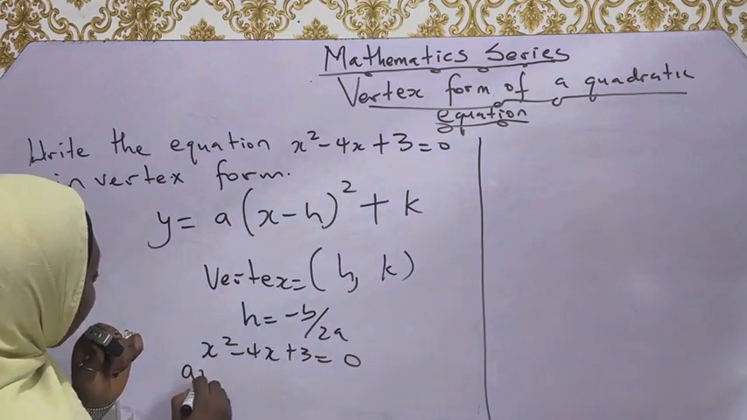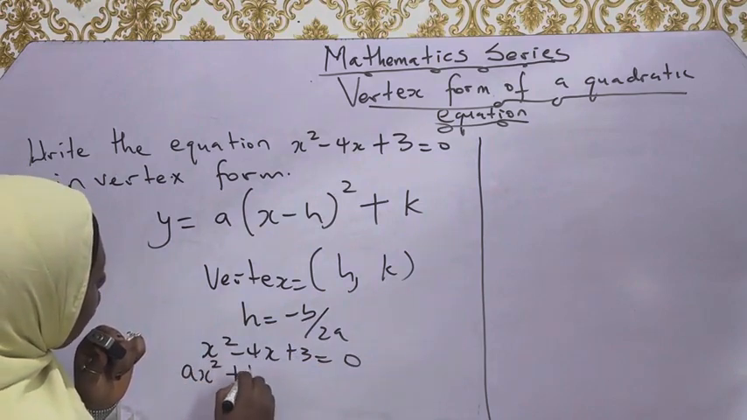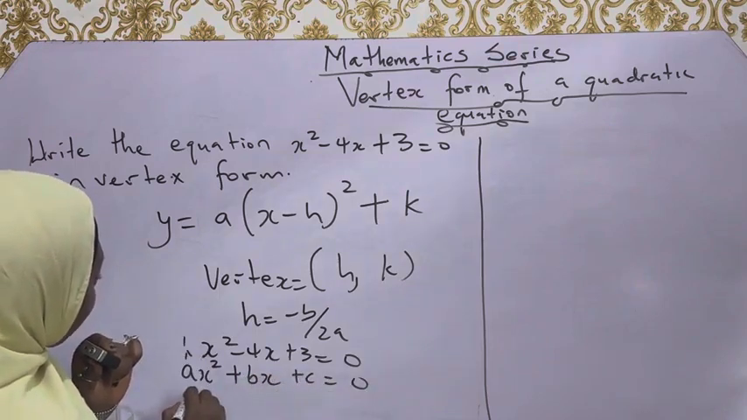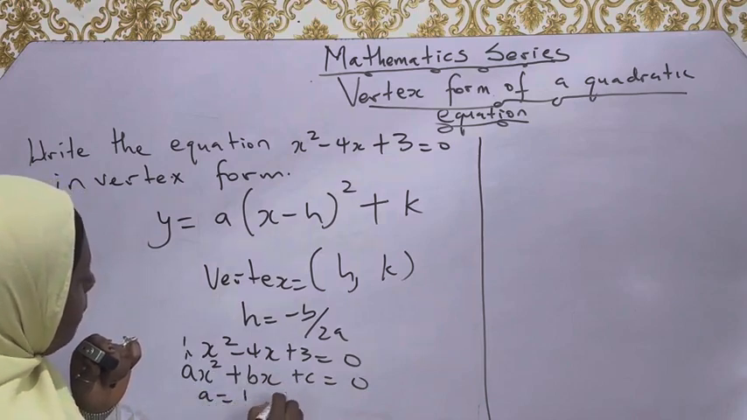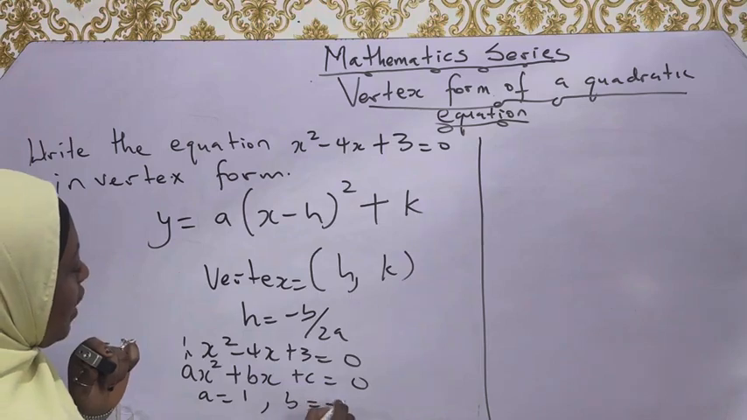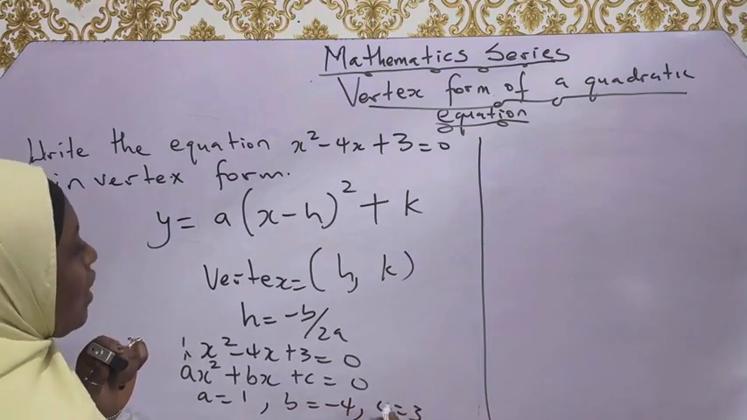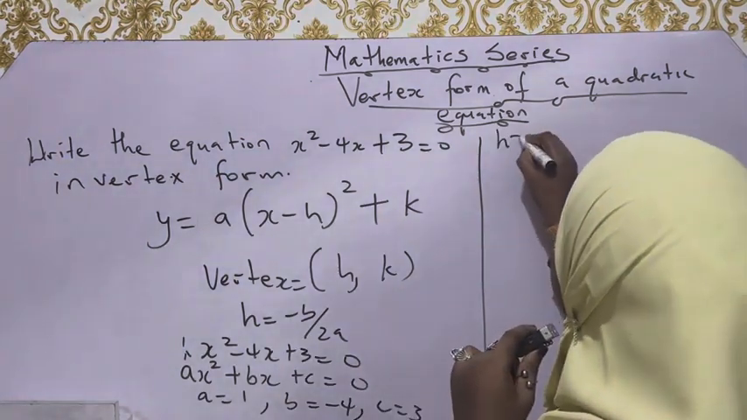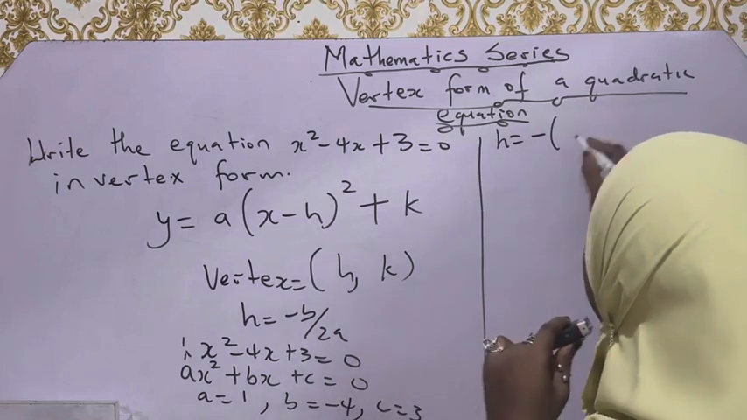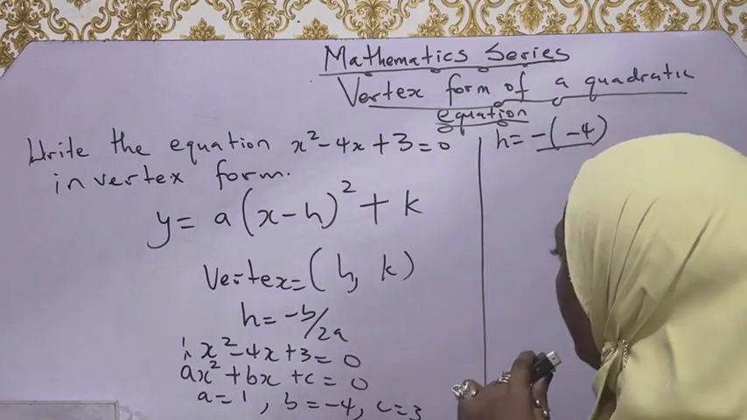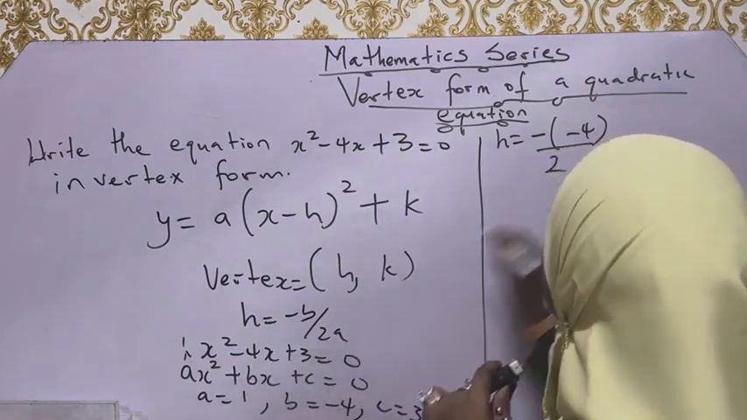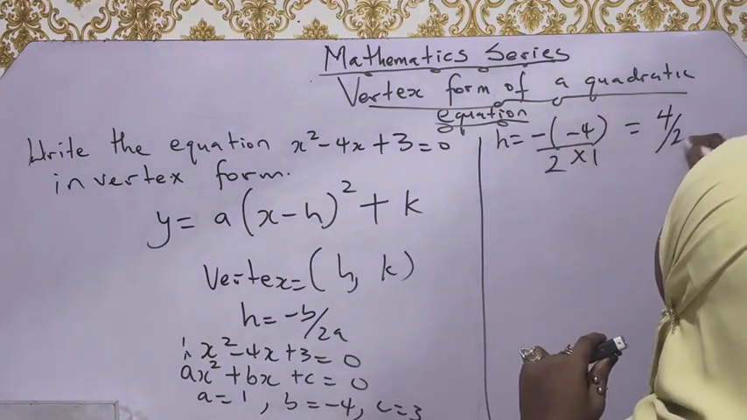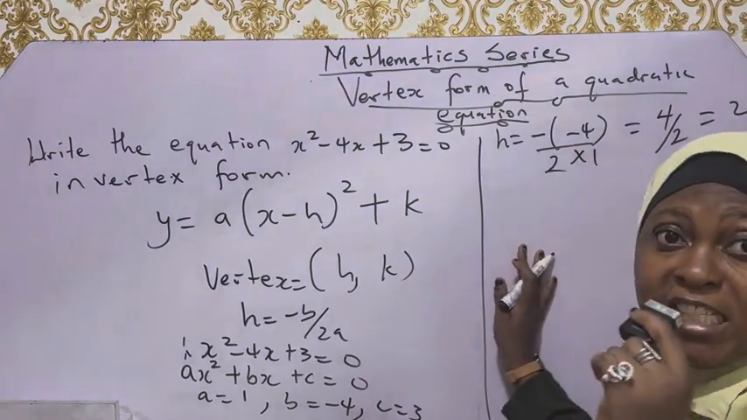Now, comparing this with the general quadratic equation, ax squared plus bx plus c equals 0, you know a is the coefficient of x squared, a equals 1. b is the coefficient of x, b equals negative 4, and c equals 3. Now, h is equal to minus b over 2a. That is, h is equal to minus negative 4 over 2 times a, which is 1. Minus times minus is plus. That is 4 divided by 2, which is 2, which means h is 2.